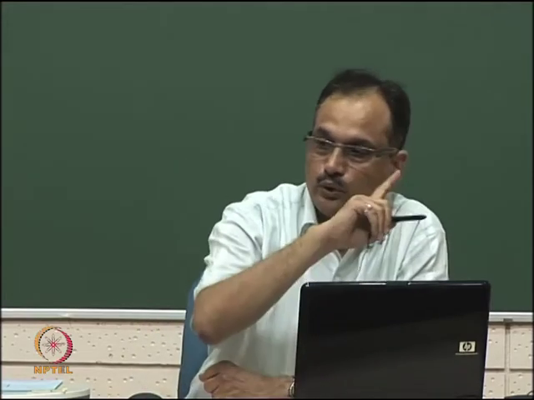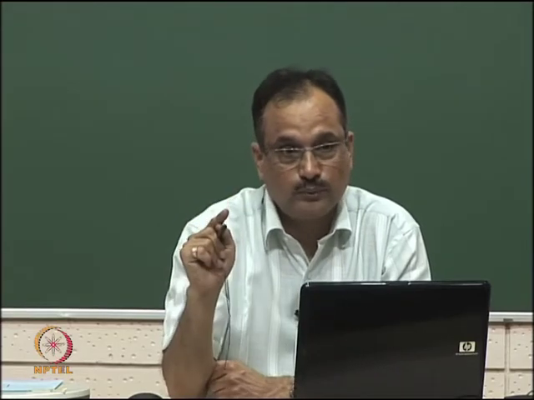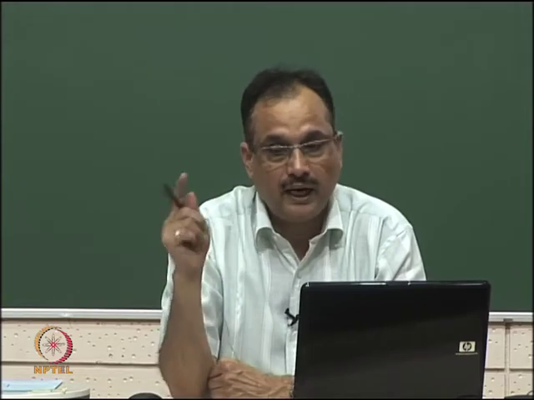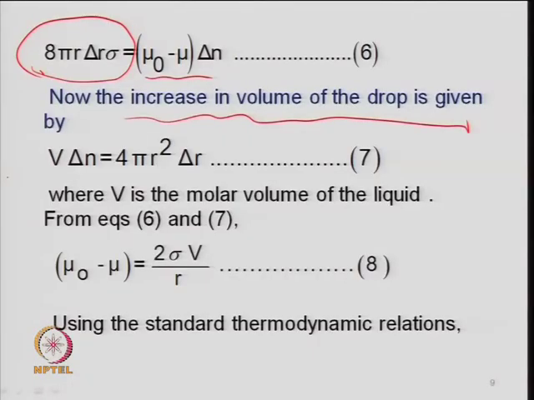So, if you just look at this, this is related to 4 by 3 pi r cube, that is the initial volume of the drop, and when it changes to a final size, that will become 4 by 3 pi (r plus delta r) whole cube. If you just expand that term, that will give you three terms together. So, the 3 cancels with the 4 by 3, and there it will be 3 r square delta r. So, that term is r square delta r here, and this should be delta n, the change in number of moles. Is that clear?